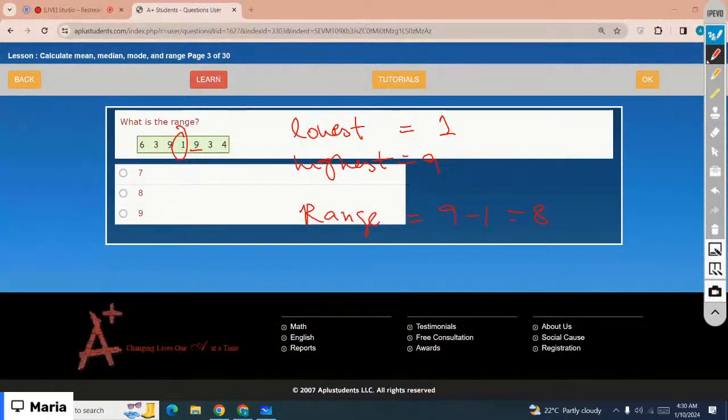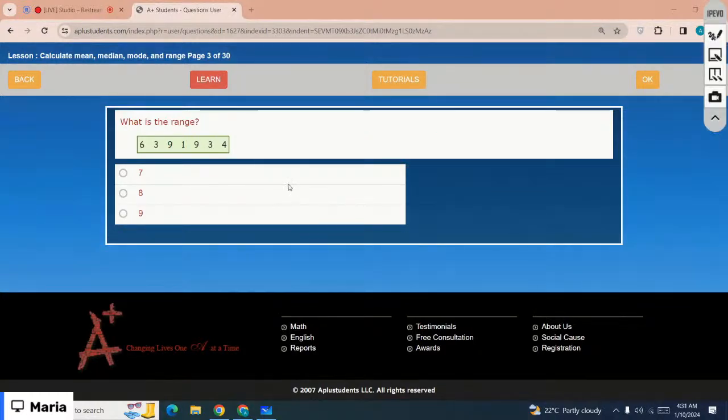Got it? We are done with mean. We are done with mode, mean, and range. Got it? The correct option is 8. 8 is the range of the data. The correct option is 8. Got it?